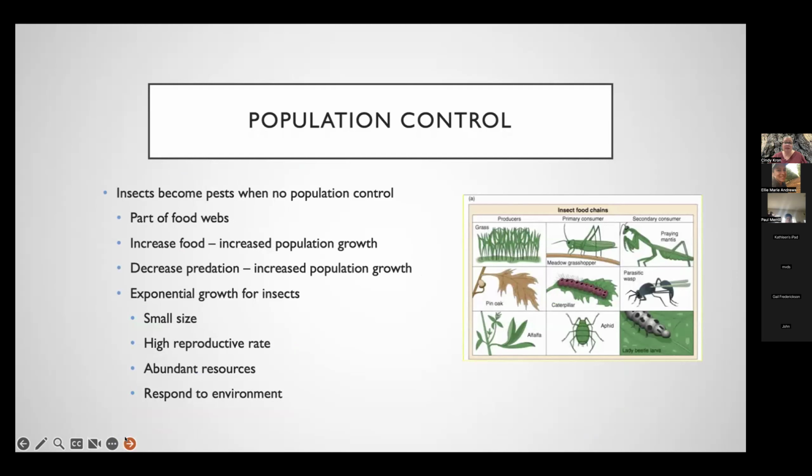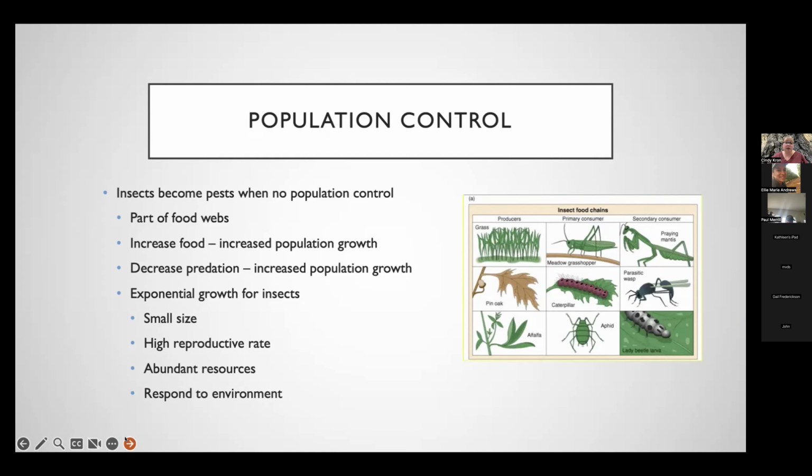Insects become pests when there's no population control. So you need to have predators, parasitoids that attack pest species and try to keep them under control. When that population of beneficials is not there, then the pest species can reproduce uncontrolled. This is part of your food web. One keeps the other one under control and they go back and forth.